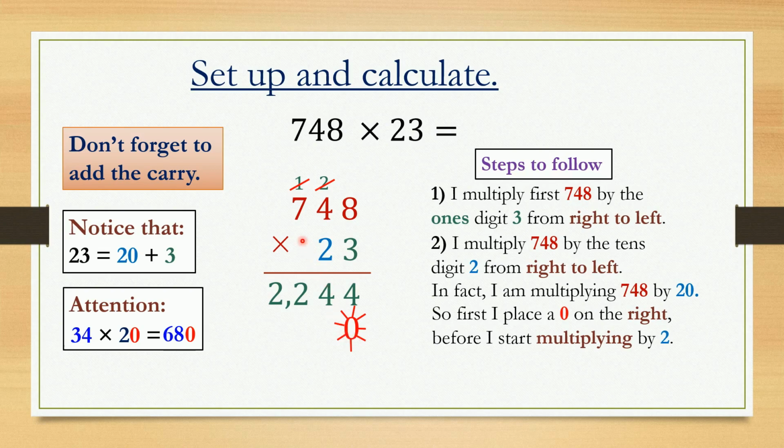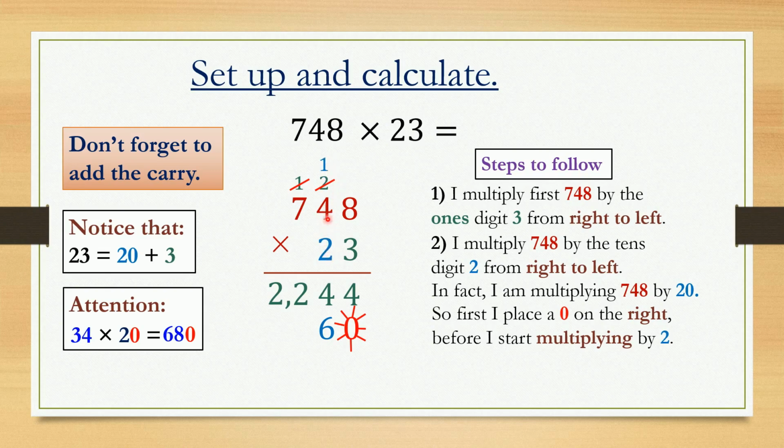Now I start multiplying 748 by 2 from right to left. I start by multiplying 2 by 8 is 16. So I write the 6 here. If you notice, it's not below the 8 because the ones place below the 8 is already occupied by the 0. So I need to move one place. Now I need to carry 1. After the 8, I need to multiply 2 by 4. So I carry 1 above the 4.